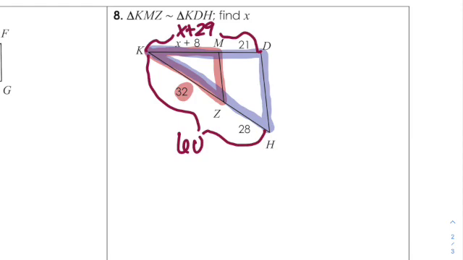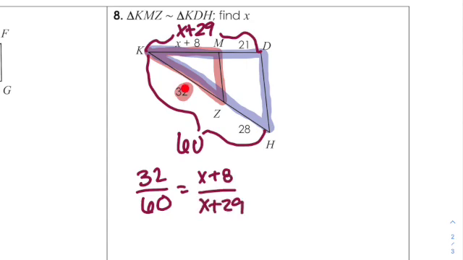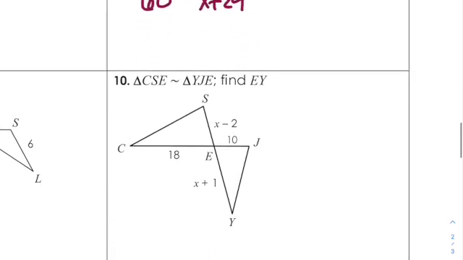I'm going to start with the small triangle. So 32 is proportional to 60, and then x plus 8 is proportional to x plus 29, because small triangle, proportional, proportional. And then I want to go over one where you have to do x squared. Let's go over the one right below it, number 10. I'm just going to set it up and then we might solve it.